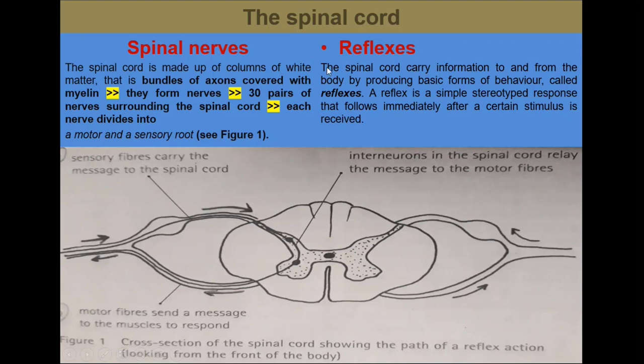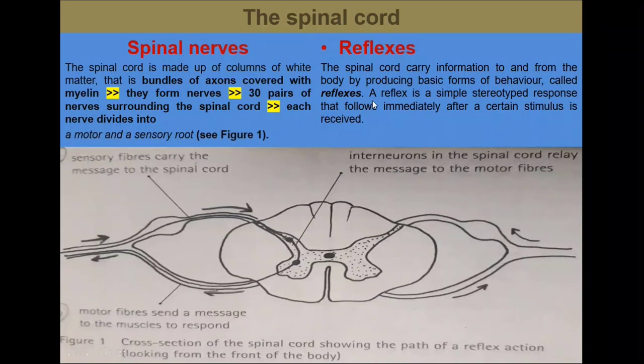Meaning it's through reflexes. The spinal cord carries information to and from the body by producing basic forms of behavior. Those forms of behavior through reflexes are something that you cannot control. It is instinct. You are born like that. Instinctively, when you see danger, you become shocked. When you see someone that you love, butterflies in the stomach, we cannot control that. Your heart becomes warmed because you love this person.